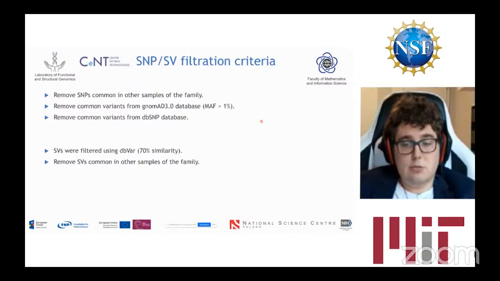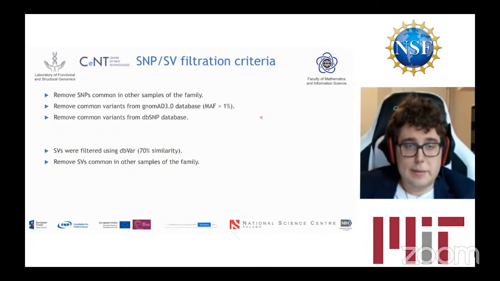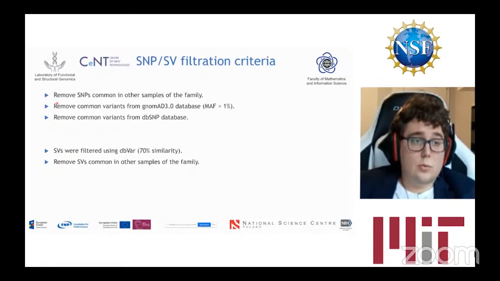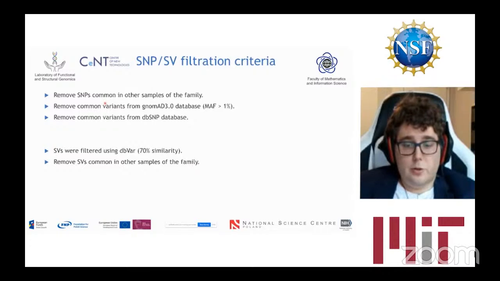You can filter out the healthy, common, and family samples, etc. So actually, there's a list of the filtering criteria that we used in our study. And as I mentioned, we removed the common SNPs from the other samples of the family, because we are only concentrating on the children from each of the families. We also removed common variants from the Genome 3.0 database.